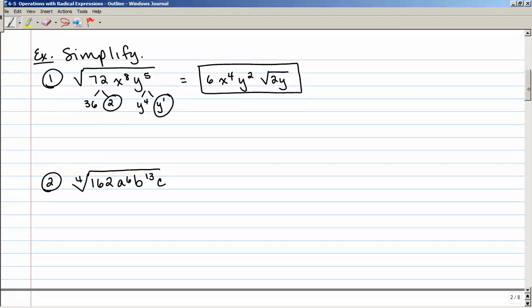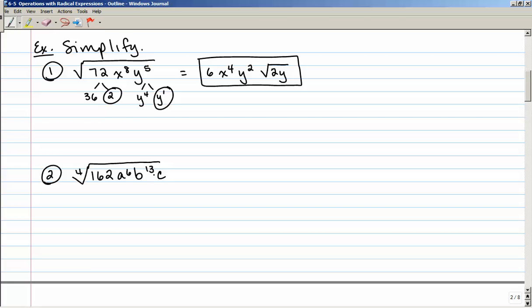The 4th root of 162, a to the 6th, b to the 13th, c. So 162, first thing that jumps out at me is that it is divisible by 2, which gives me an 81. 81 is 9 times 9. That's 3 times 3. And now this is important because I'm looking for a 4th root. I'm going to buddy up by 4s. So notice I have 4 3s here. So that's going to give me the ability to have a 3 out front. Okay, but this 2 is all by himself, so he's going to have to stay in the radical.